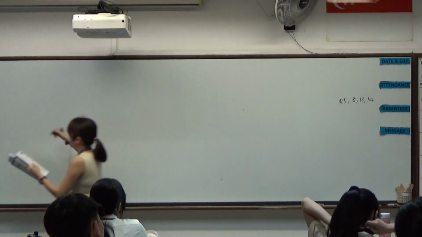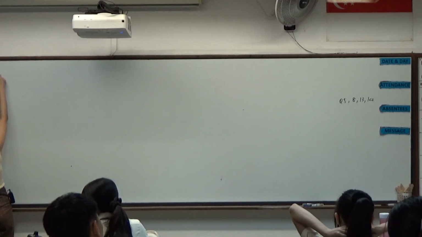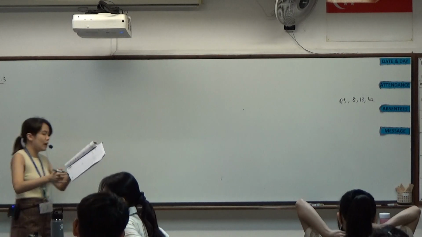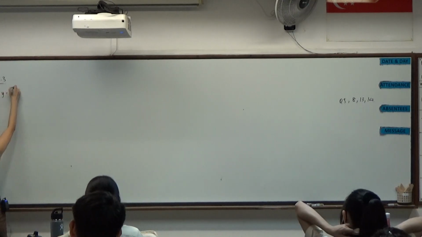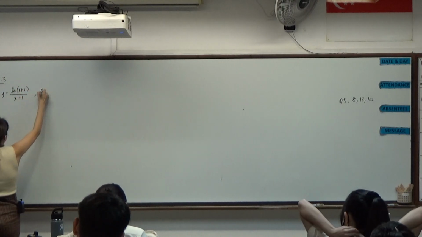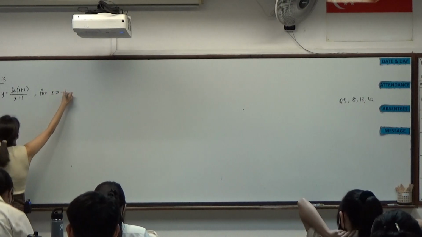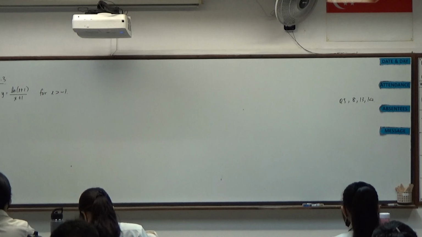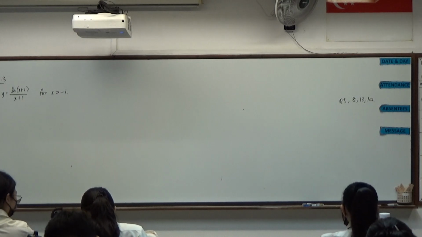Right, let's look at question 5. So exercise 15.3. It says that y is given to be ln(x+1) over x+1, for which x is more than -1. We want to find the range of values of x for which y is an increasing function.